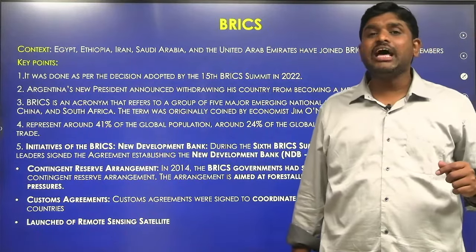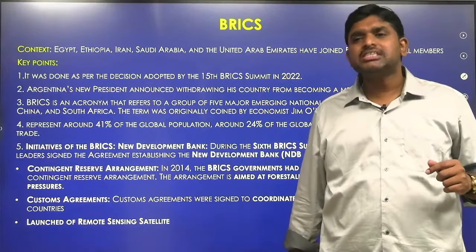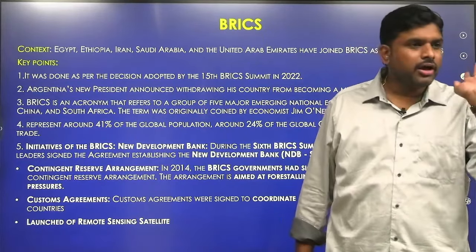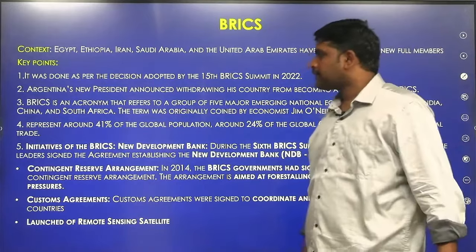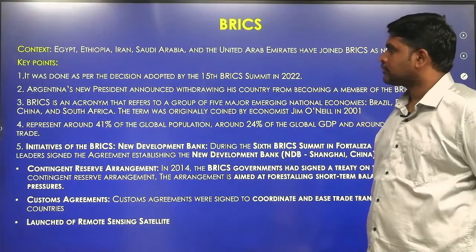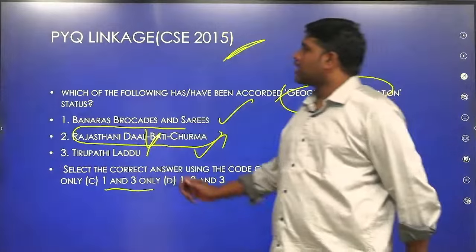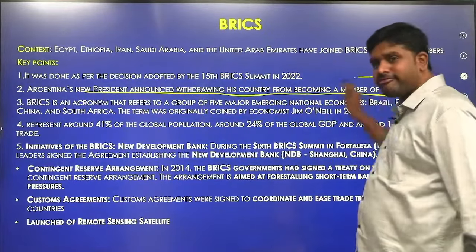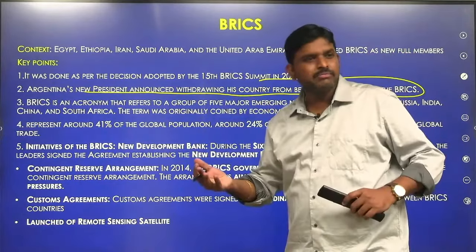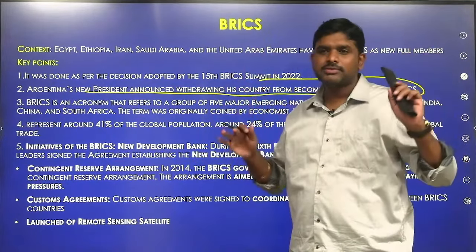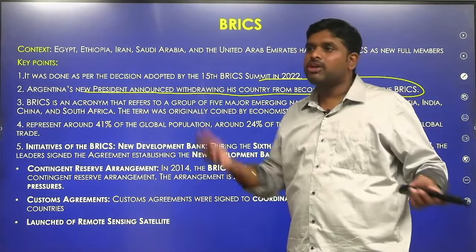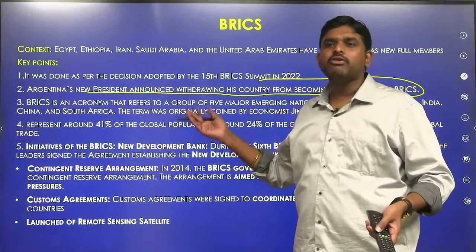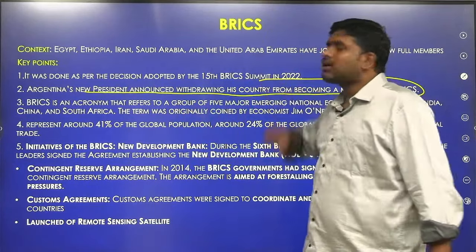Why is BRICS in the news? Because Argentina became part of BRICS. As soon as it became part of BRICS, it left BRICS, hence it is in the news. Argentina's new president announced withdrawing his country from becoming a member of BRICS. As soon as they became a member, they left. Everyone asked, then why did you come? If you wanted to leave, then why should you come? Everyone questioned Argentina.